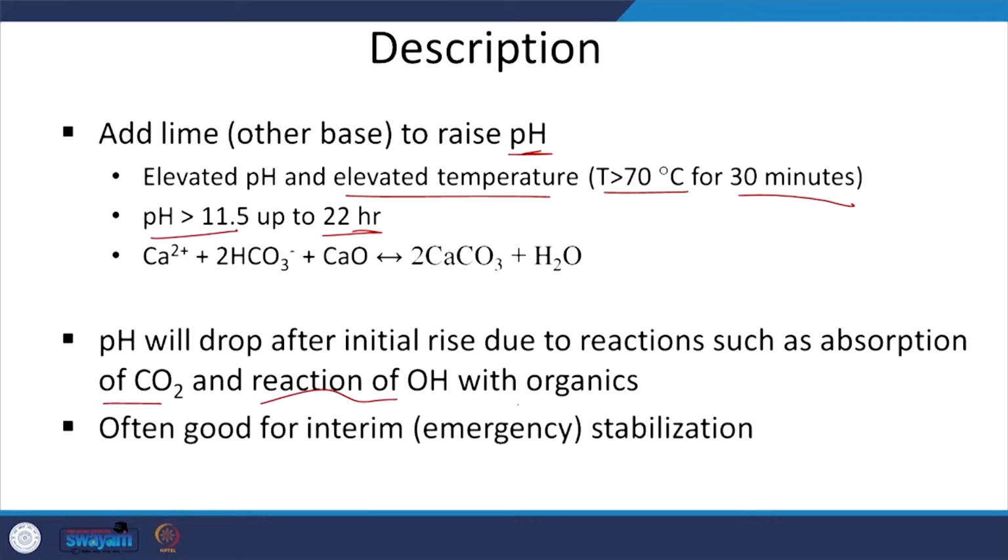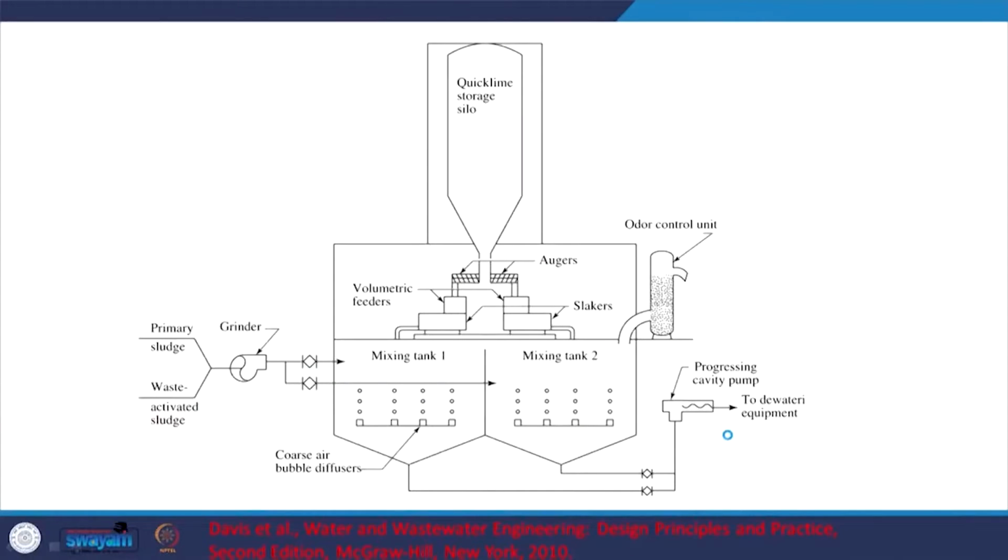So, again as I mentioned earlier, it is good for emergency stabilization, let us say, you are running out of options and your sludge, let us say anaerobic digester has failed or aerobic digester requires maintenance, but you do not want to have pathogens being released or issues with respect to vectors and flies. What are you going to do? I guess you can go for this emergency stabilization, right. So, quicklime storage silo, mixing tank and so on and so forth, and an odor control tank obviously, right.